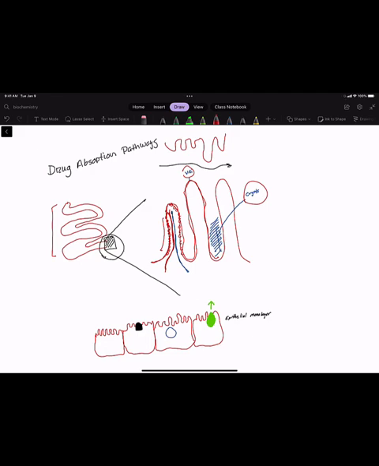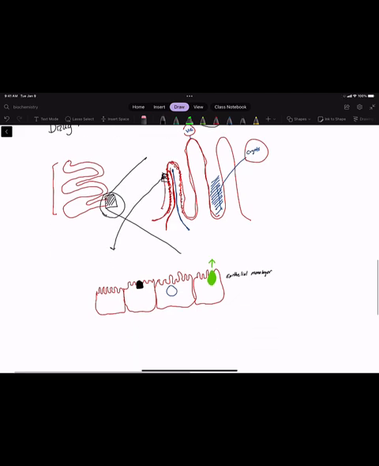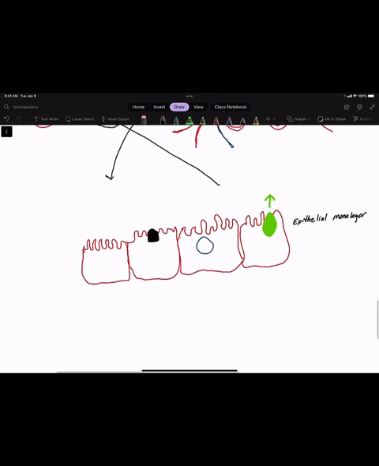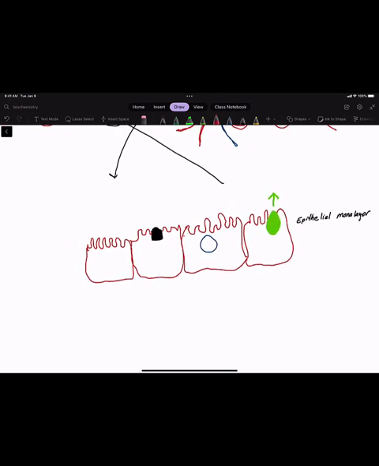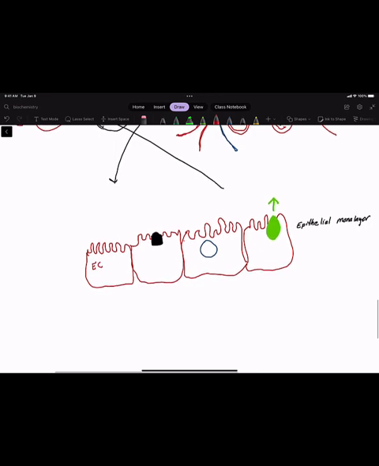Now, by no means am I going to grill you on this in a quiz question, but I'm just trying to show you the concept of how biochemistry works. If we zoom in once again and come down here, this is what that epithelial cell monolayer looks like, right? I'm just going to put EC for epithelial cell. These are the individual cells.